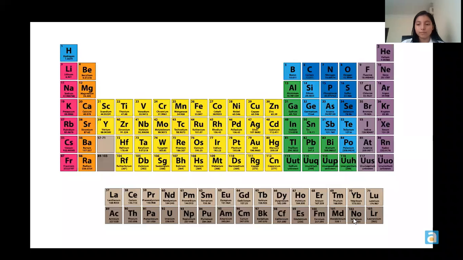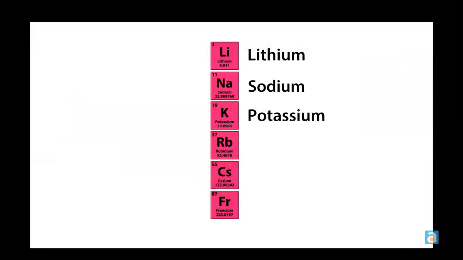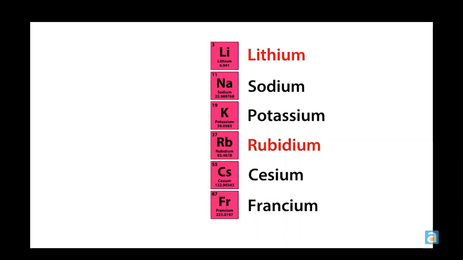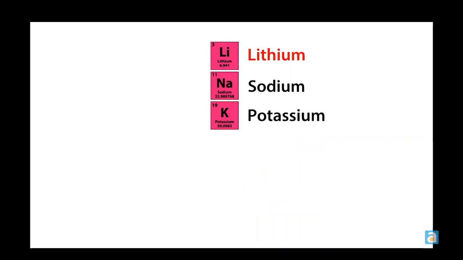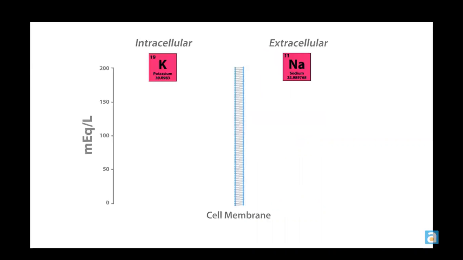Let's start with some basic facts about potassium. Potassium belongs to the family of alkali metals, which includes lithium, sodium, potassium, rubidium, cesium, and francium. Now, lithium, rubidium, cesium, and francium are not found in the body, or they're found in only trace amounts, and they have no known physiological role. However, lithium is often used to treat bipolar disorder. On the other hand, sodium and potassium are the two most abundant extracellular and intracellular ions, respectively.